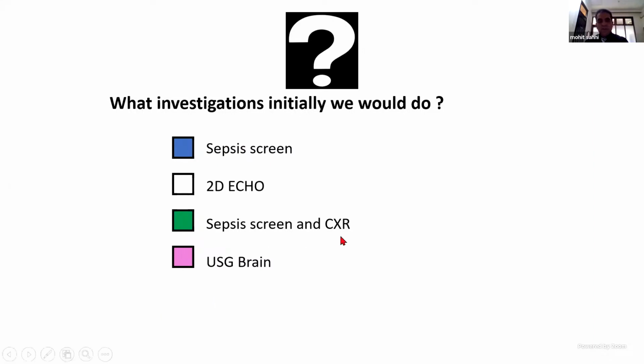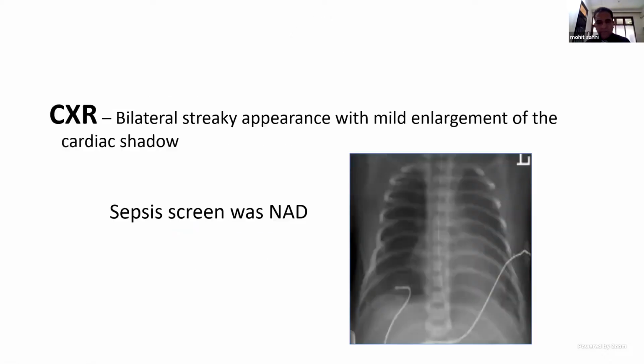Then an X-ray chest to rule out pneumothorax, or if you are trained in point of care ultrasound, you can use lung ultrasound, or the cold light technique. So this was the X-ray, and as you can see, the lung spaces are good, there is bilateral haziness, there is no pneumothorax, and the sepsis screen was done, which was normal.